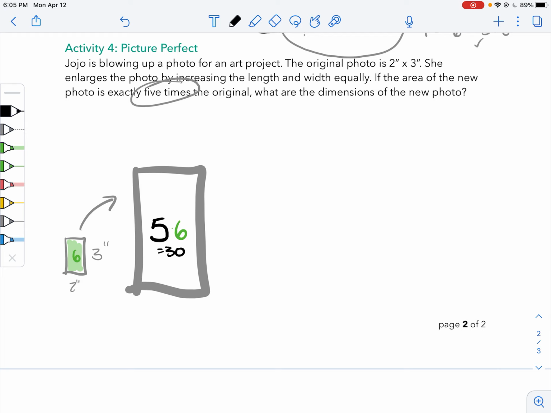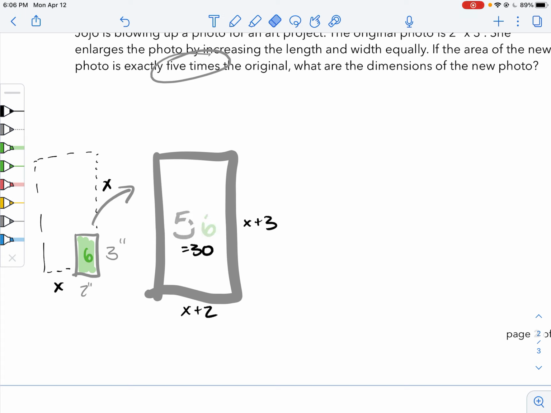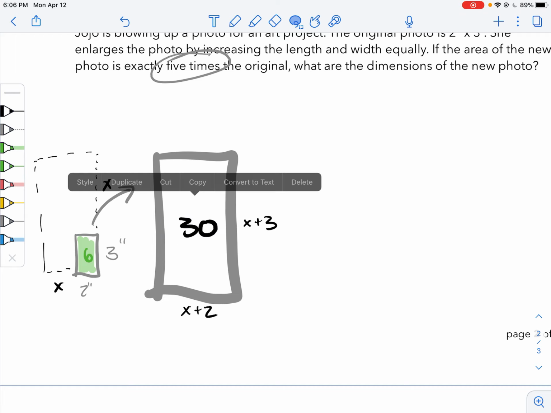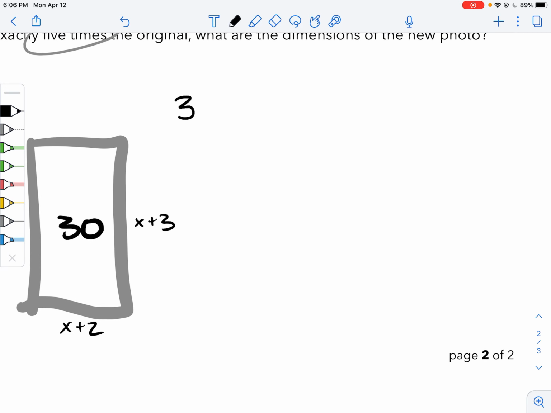But we don't know these dimensions. We do know that we added the same distance. Pretend those are the same size. We know we added x and we added x. So this is x plus 2 and this is x plus 3. To find the area of this, I'm going to get rid of this because it's extra work. This is 30 inside. So we know this rectangle is 30, and its side lengths are x plus 3 and x plus 2.